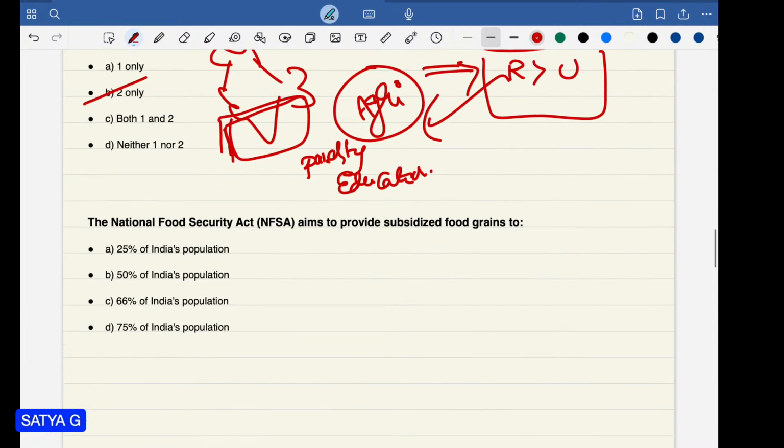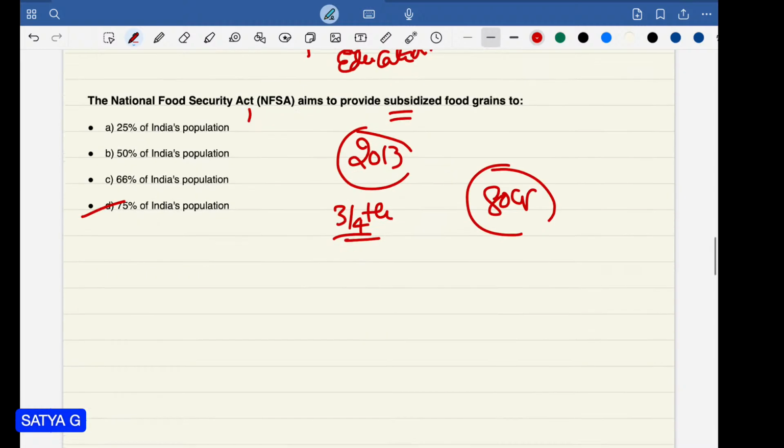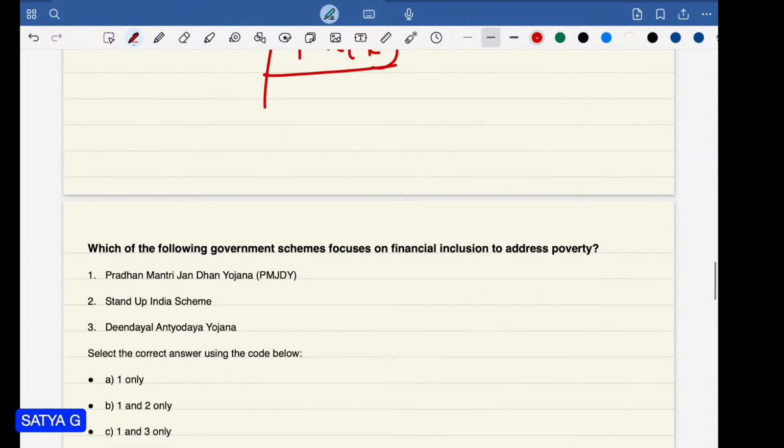What about the NFSA Act? The NFSA Act aims to provide subsidized food grains. It was a 2013 Act covering three-fourths of the people with the subsidy. Right now it is providing food grains for 80 crore people. And right now we all know about PM Garib Kalyan Yojana. Under this program, they are providing grants based on that scheme also.